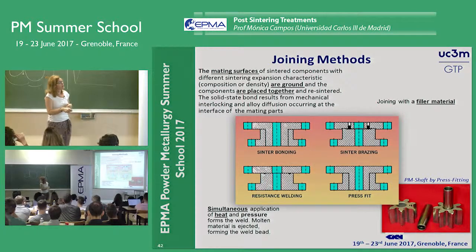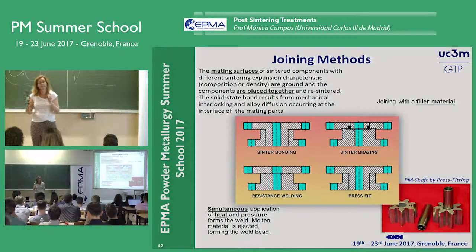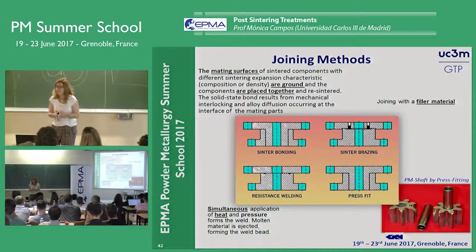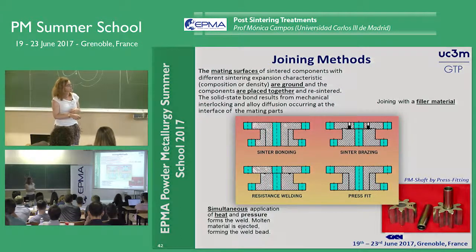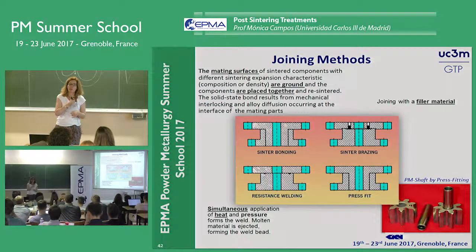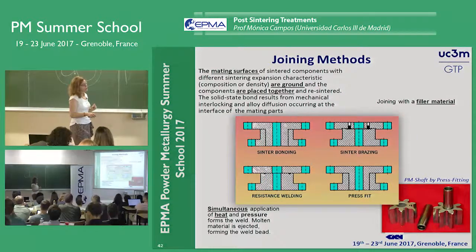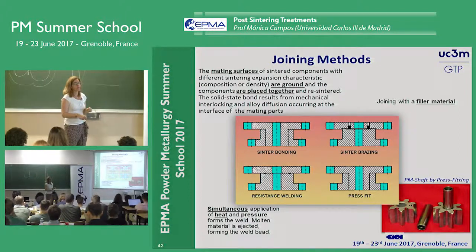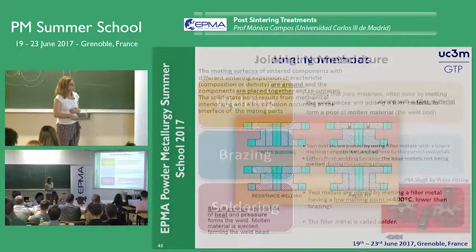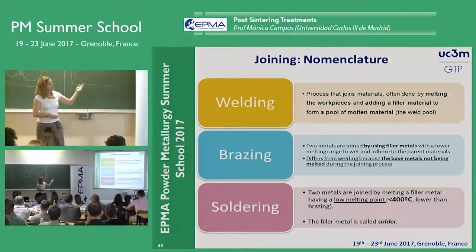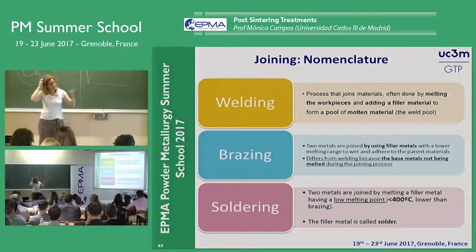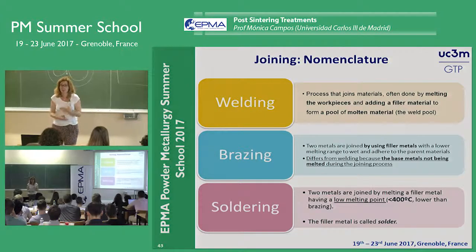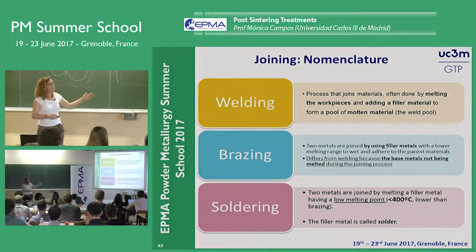In the case of sinter brazing, we properly select a braze material that melts during the sintering and performs the joint. In resistance welding, we simultaneously apply pressure and temperature at some points of the components. And in the case of press fit, we need a material with enough resistance to succeed in this step. Some of the nomenclature is relatively mixed when we look at the literature, and then we see welding, brazing, and soldering.